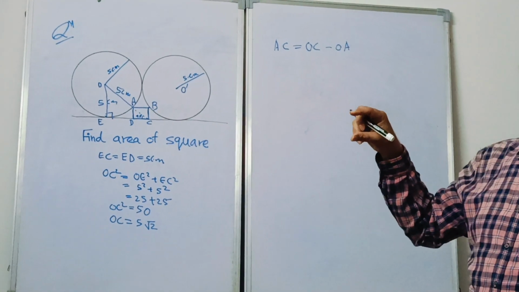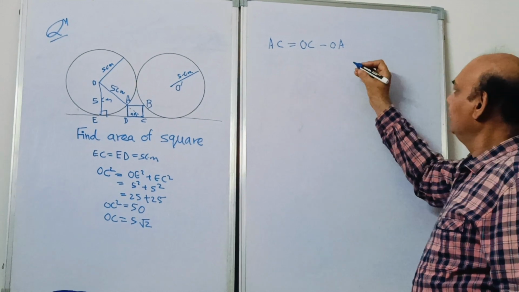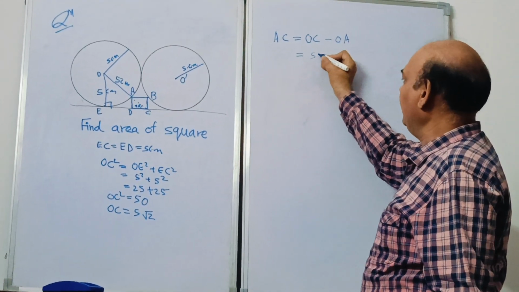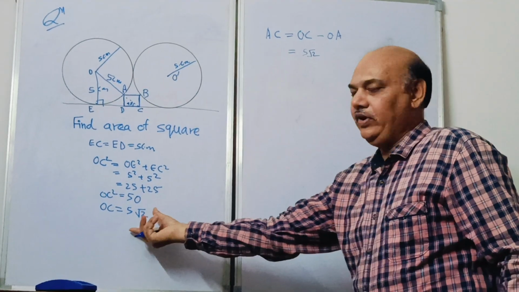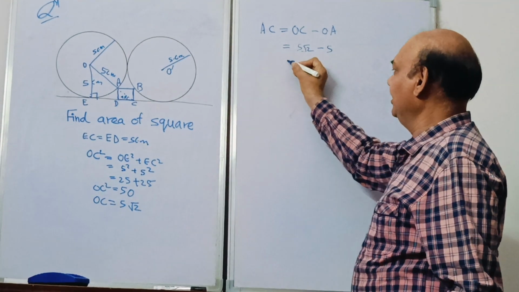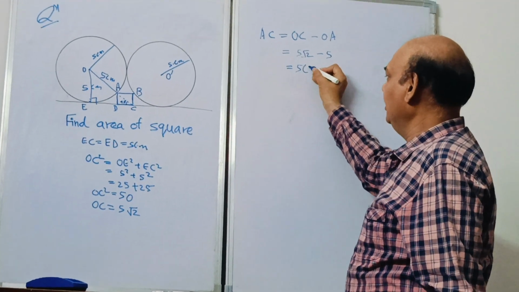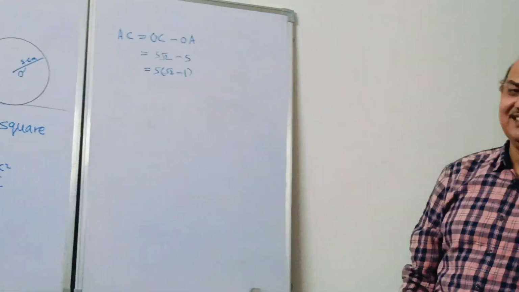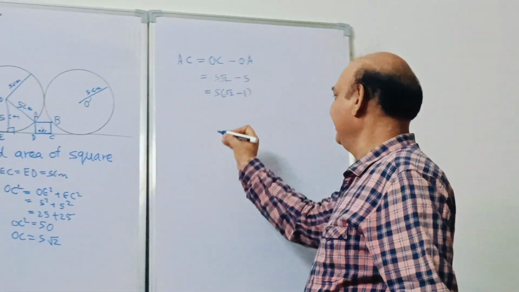We get the diagonal of the square. That is equal to 5 square root of 2 minus 1. Here you find OC, and OA is 5. Then what happens? 5 square root of 2 minus 1. Is it clear? Now area.